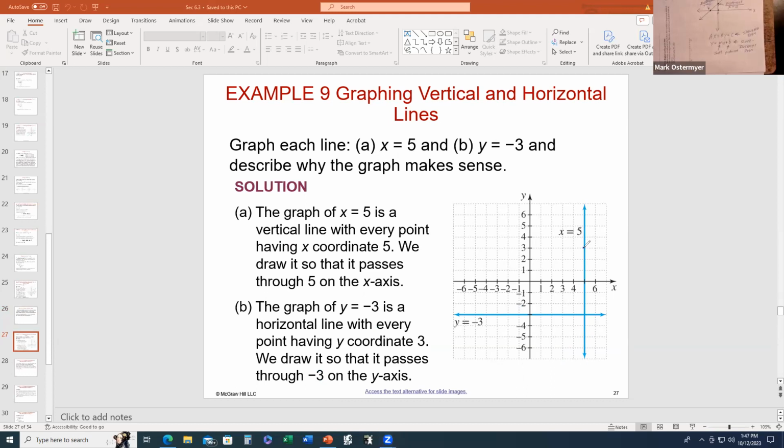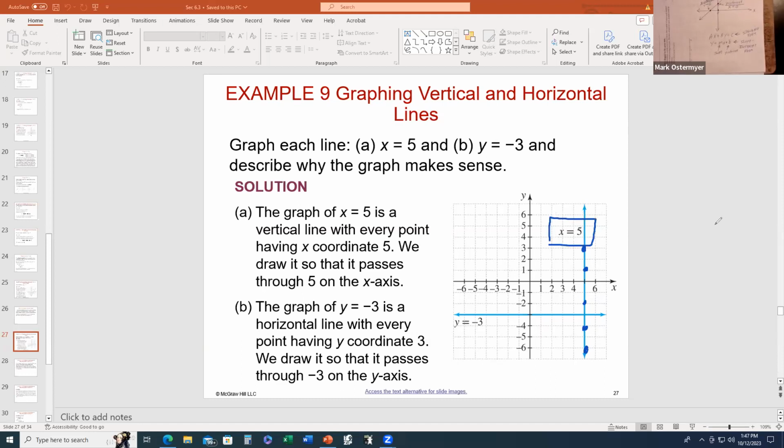Stop and think about why its equation is x equals 5. If I choose 2 different points on this line, the y-coordinate could be anything for these points, but what's the x-coordinate always got to be? For any points on this vertical line, its x-coordinate must always be what? Despite what its y-coordinate is.